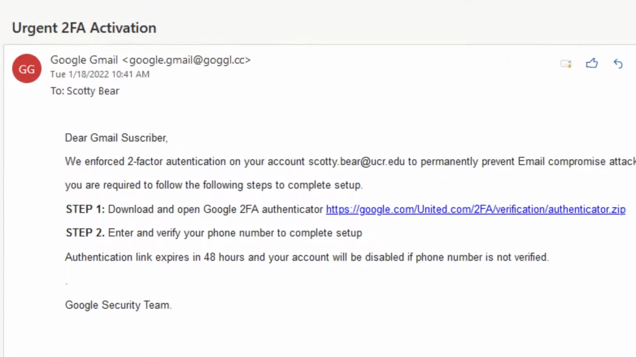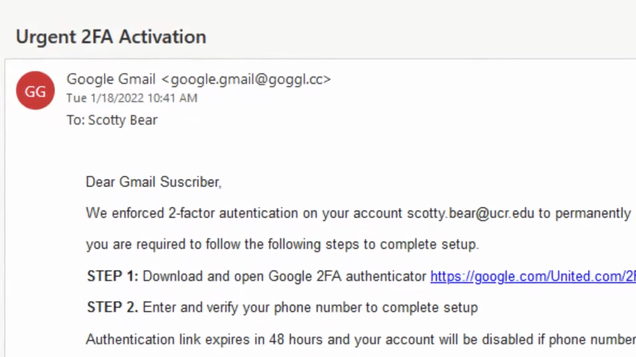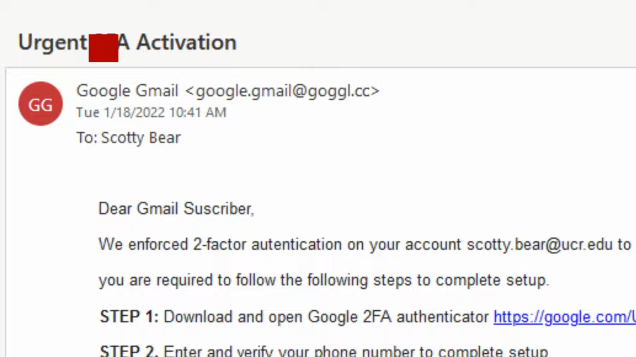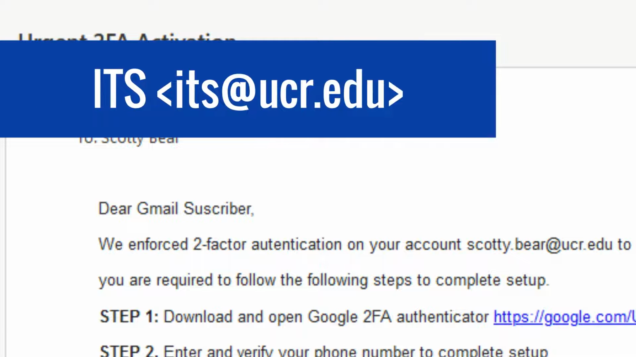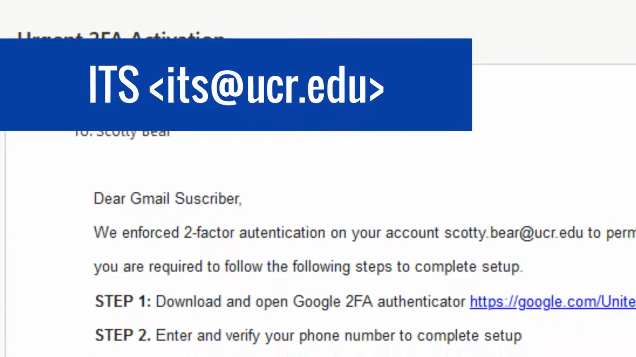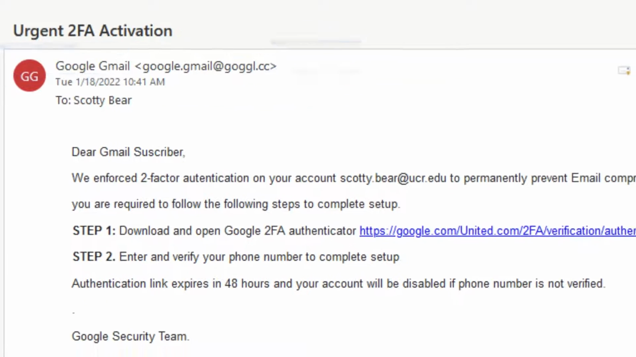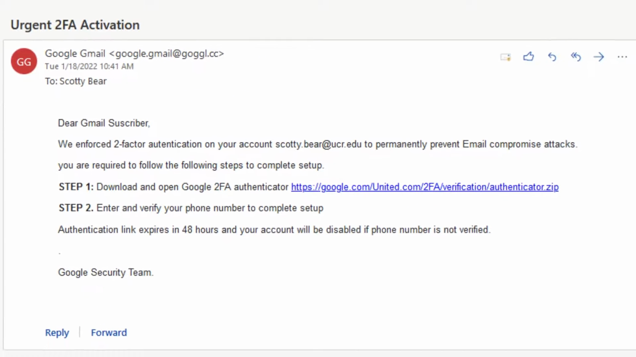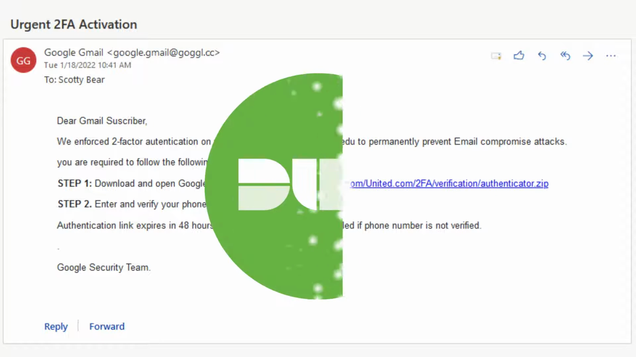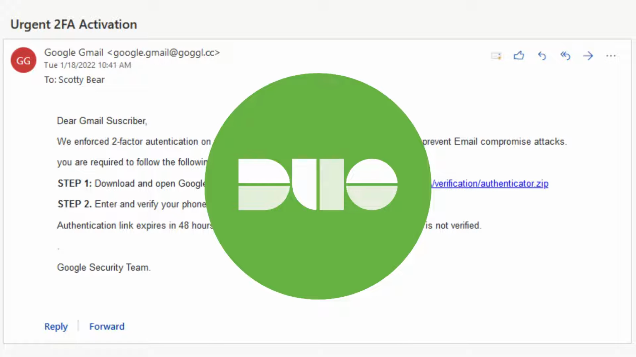The first indication that this email isn't genuine is the sender's information. While at first glance it appears to come from Google, the sender's email address isn't a legitimate Google email address. Generally speaking, any messaging about services such as multi-factor authentication would come from the UCR ITS department, using the email you see on your screen. Additionally, the vendor UCR uses for multi-factor authentication is Duo. Any messages pertaining to MFA would refer to this service.